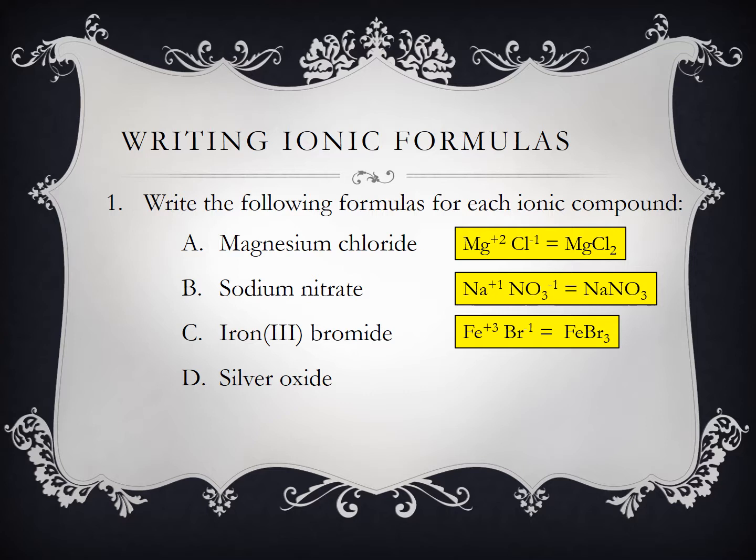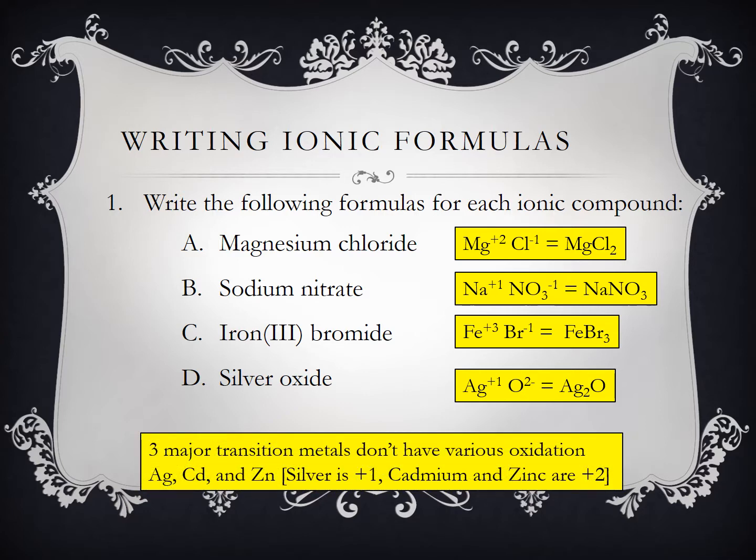Silver oxide: silver is a transition metal, but it's always +1, so there's no Roman numeral, as you can see. The 1 goes to oxygen, and you don't write the 1. The 2 from oxygen goes to silver, so you get Ag2O. Like I said, three major transition metals don't have variable oxidation numbers: silver, cadmium, and zinc. Silver is +1, cadmium and zinc are +2.